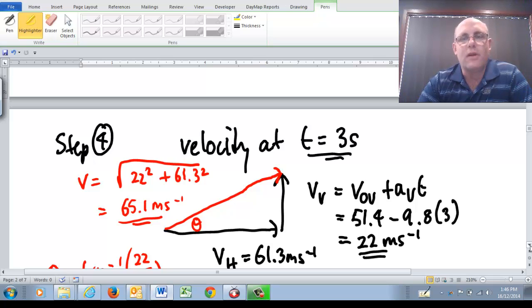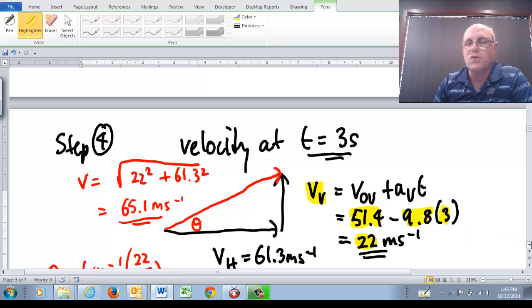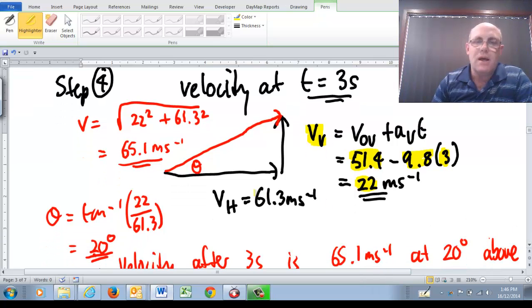If I want to find the velocity of the ball after 3 seconds, then all I do is I use my V formula. My original velocity is in fact 51.4. It's minus 9.8 times the time. So therefore it's going to be moving upwards at a velocity of 22 meters per second. Remember, its horizontal velocity always stays constant. So we know that's going to be 61.3 meters per second.